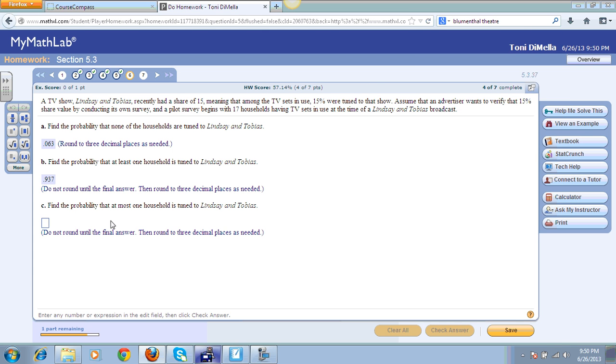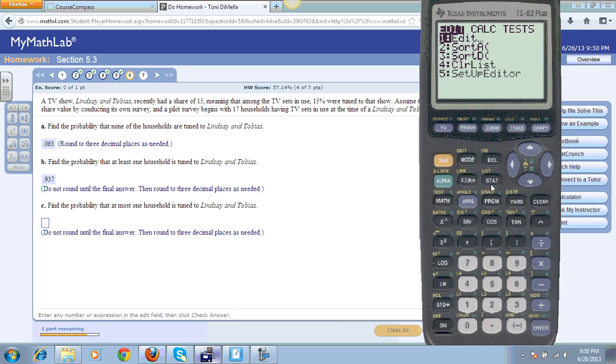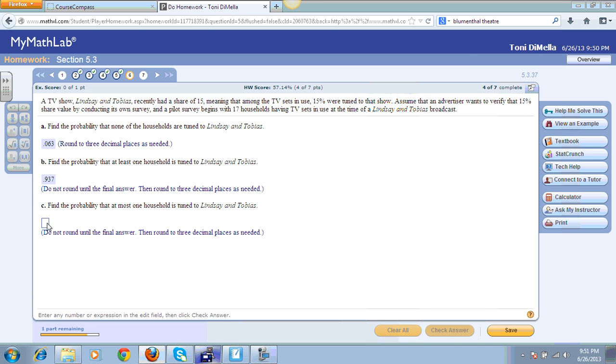What's the probability that at most one household is tuned in? Well, let's go back to this. Stat edit. At most one would be 0 or 1. So 0.63 plus 0.189. So at most one would be 0 households or 1 household, so 0.252. My rounding might be a little off. Let's see what happens. And we're good there.